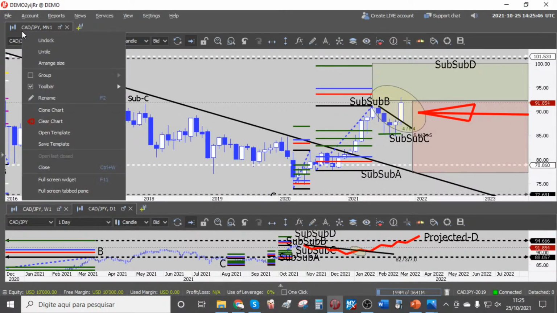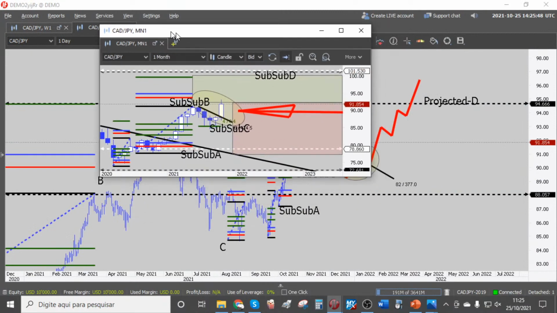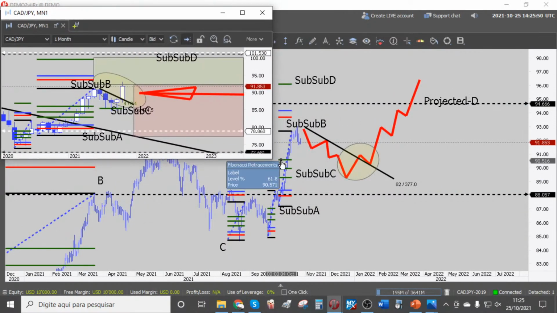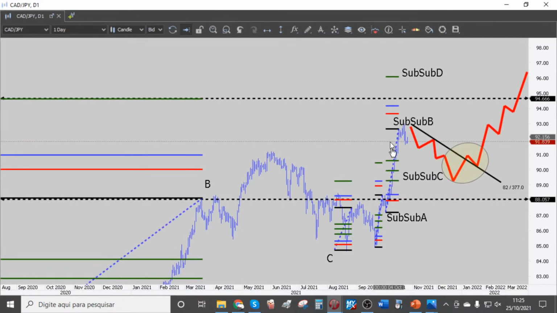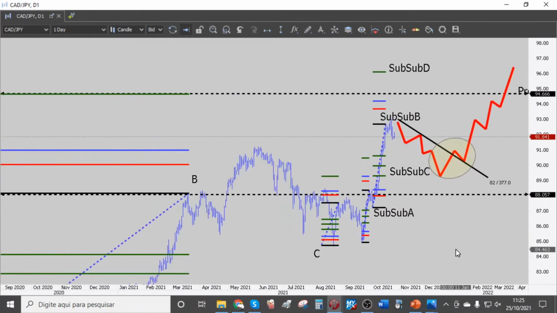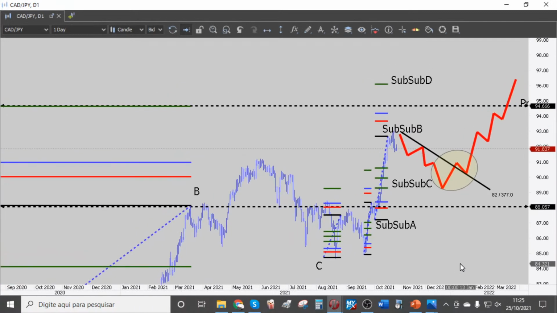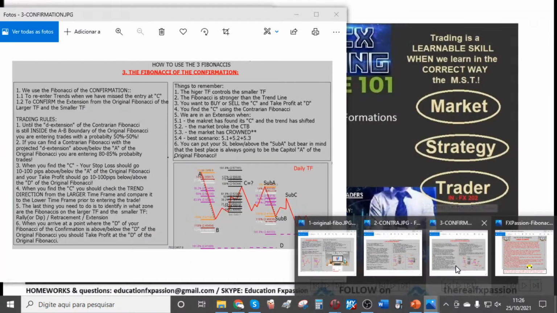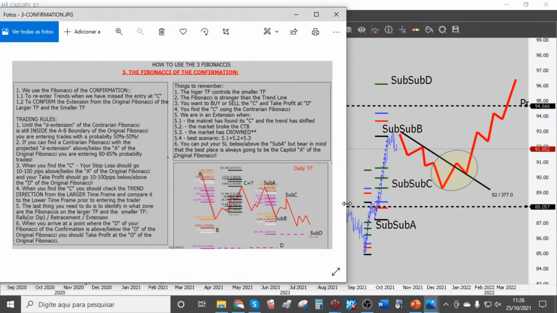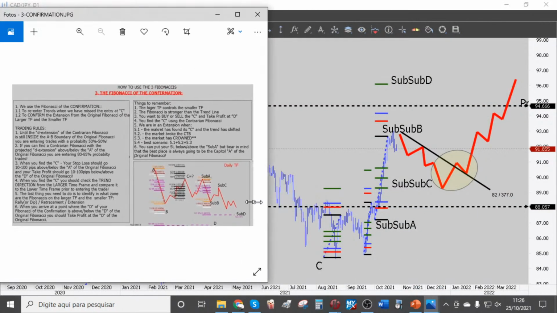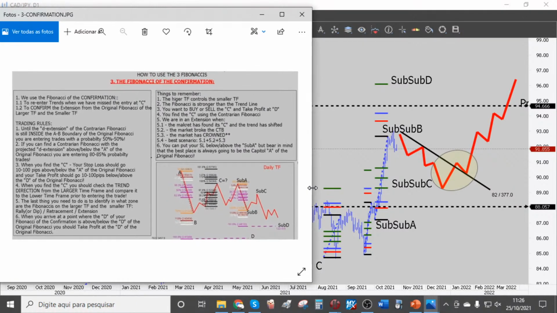Everybody, and undock like this, undock like this one. Anybody else wants to enter the market? And you are not going to see it, right?